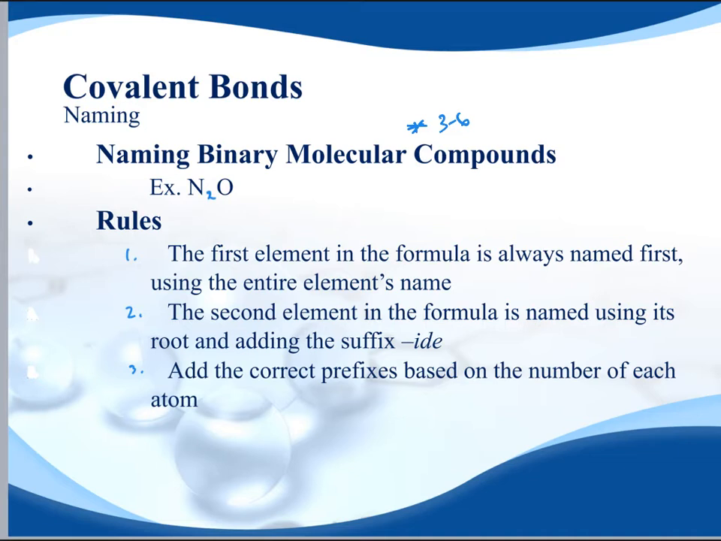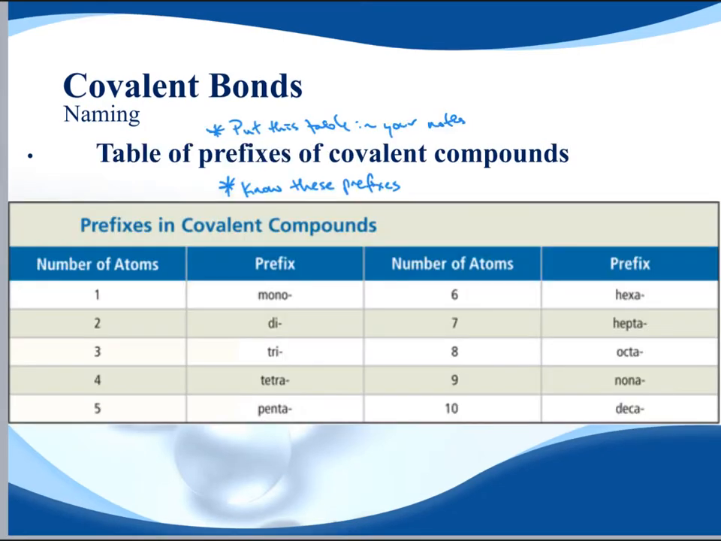So, rule number 1, we're going to use N2O as an example here in just a minute. Rule number 1, the first element in the formula is always named first using the entire element's name. So we'll pick the first one here, which is nitrogen. The second element in the formula is named using its root and adding the suffix "ide." So the second element here is oxygen, so changing the suffix and keeping the root, we would have oxide. And then number 3 is to add the correct prefixes based on the number of each atom, which we will see here in just a moment. There are prefixes, the Greek prefixes as numbers, which we will see here in just a sec.